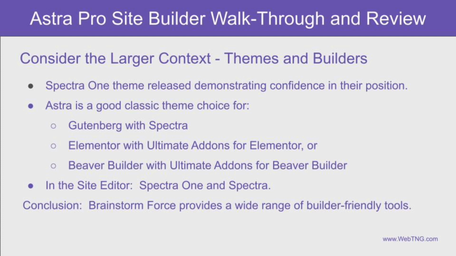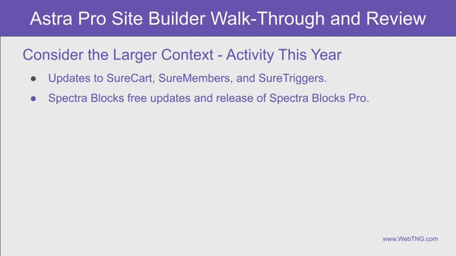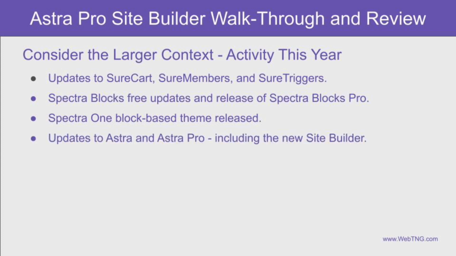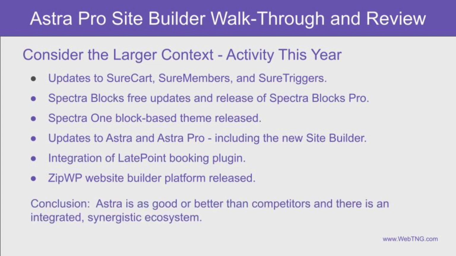And Brainstorm Force provides not only the themes for those contexts, but also top-tier builder add-ons. This year has seen a boatload of updates and new product releases from this team. SureCart for e-commerce, SureMembers for membership sites, and SureTriggers for automation and connecting processes. There have also been updates to the free Spectra blocks and the release of Spectra Blocks Pro. As mentioned, the new Spectra 1 block-based theme was released this year. There have been several releases of Astra and Astra Pro, including now their site builder. There is the investment with the LatePoint booking plugin. Further, they have released ZipWP, an AI website builder platform that produces a starter site to your specifications in just minutes. Site builders can purchase and use Astra and Spectra, knowing that they are as good or better than other similar offerings, and also know that these tools are part of a larger WordPress ecosystem. It's good to see all of this innovation.